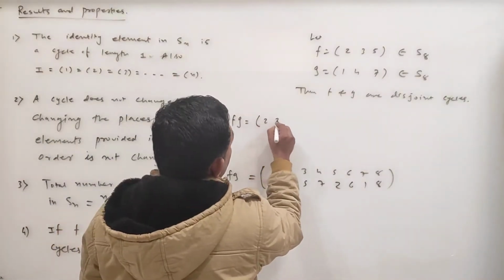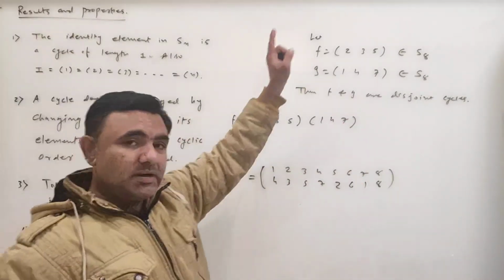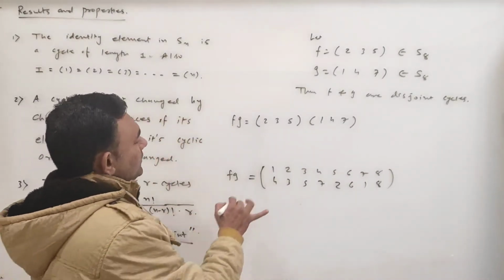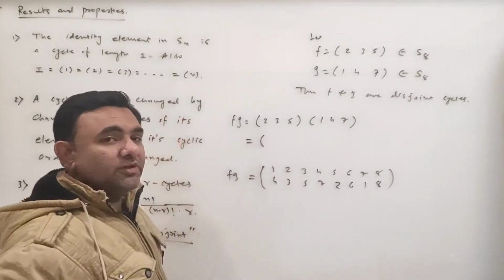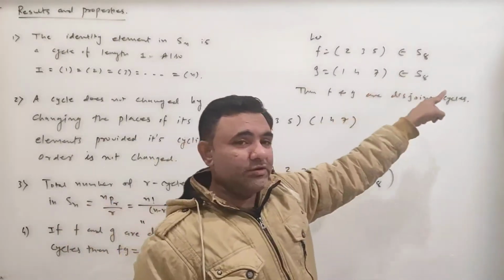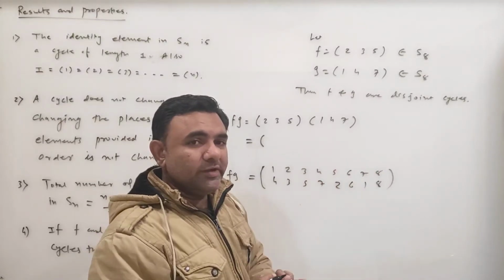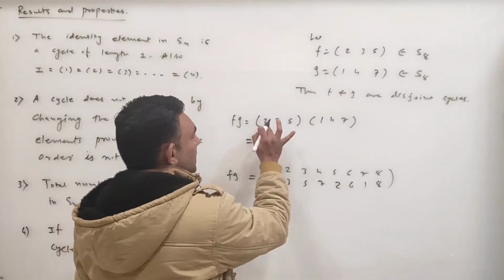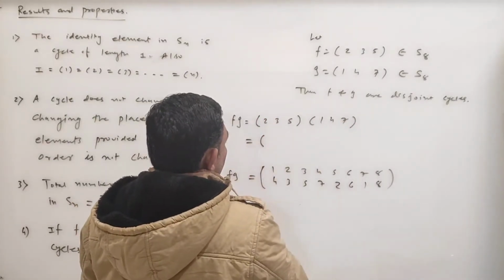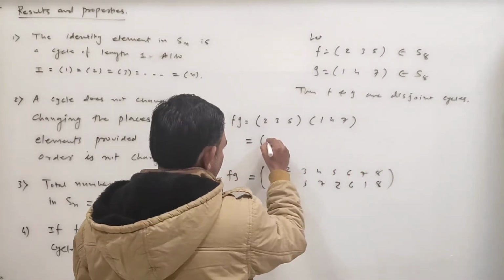See, let me write here F as (2 3 5) and (1 4 7). So this means the same as that bigger form, but we are not writing it. So how do we compute it? See, let us compute in this way. You start with any symbol. We know we are working in S8, so you can start with 1, 2, 3, 4, 5, 6, 7, 8, whatever you like. There is no restriction. But let me start with 2. Or you can start with 1 also, doesn't matter. Let us start with 1.